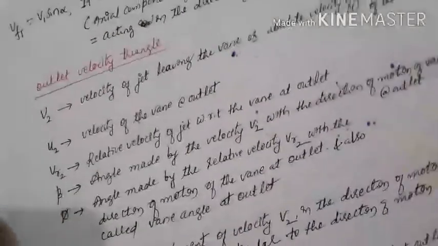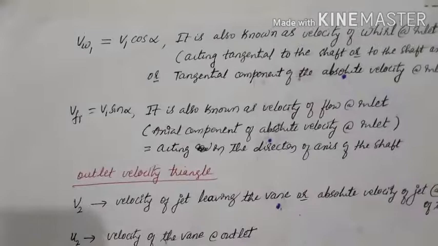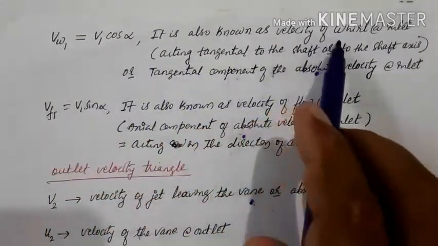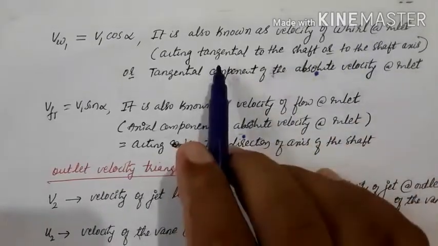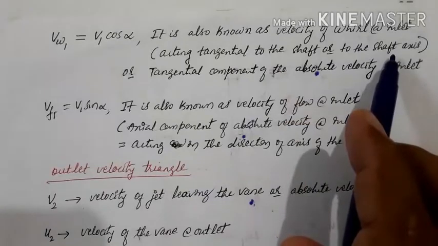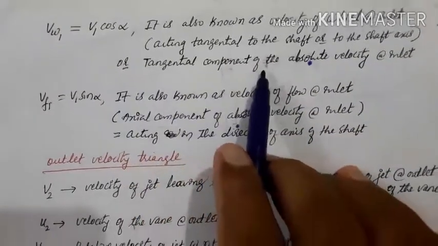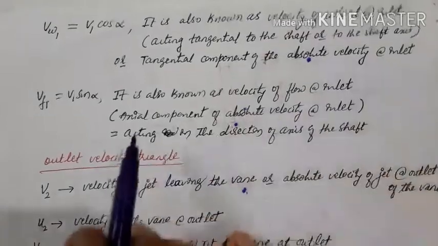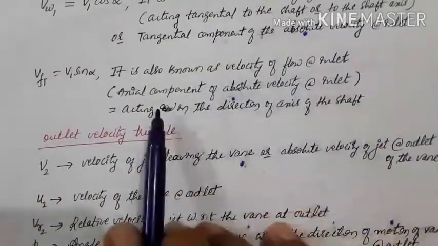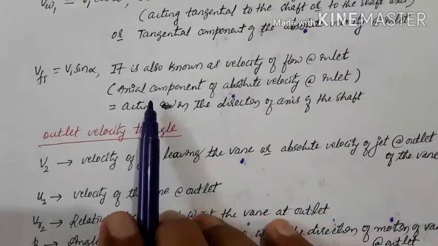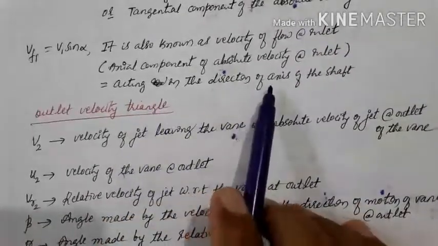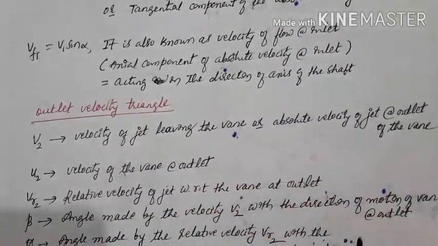Vw1 is nothing but V1 cos alpha. It is also known as the velocity of whirl at inlet, acting tangential to the shaft axis, that is the tangential component of the absolute velocity at inlet. Then Vf1 is V1 sin alpha. It is also known as the velocity of flow at inlet, and that is the axial component of absolute velocity at inlet, acting in the direction of the axis of the shaft.